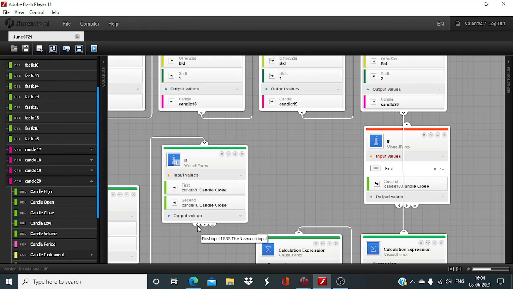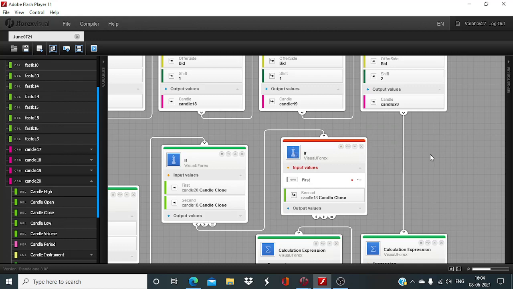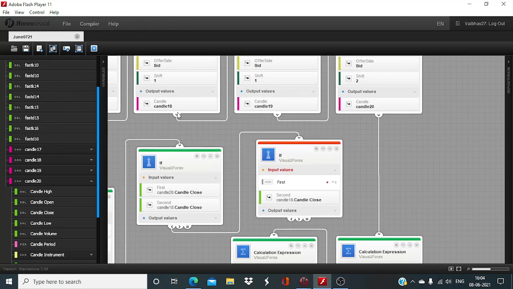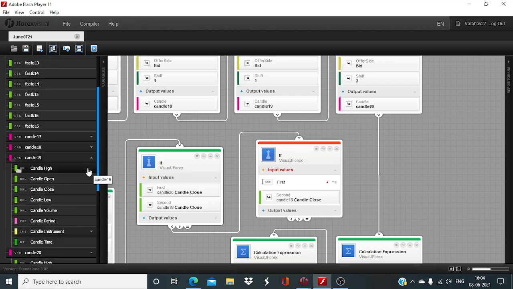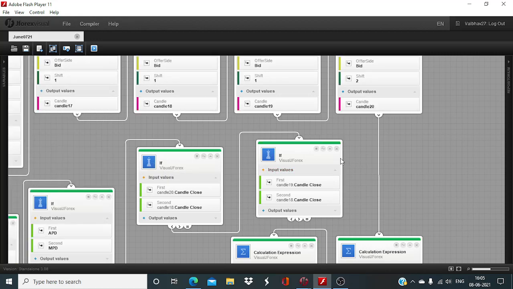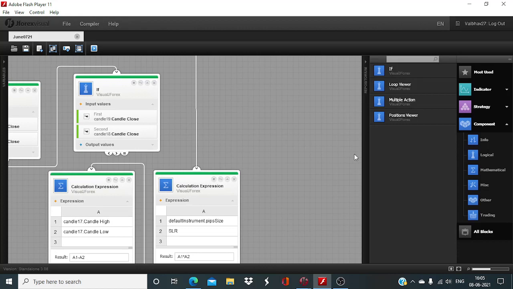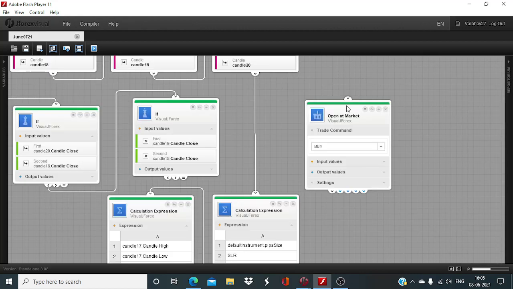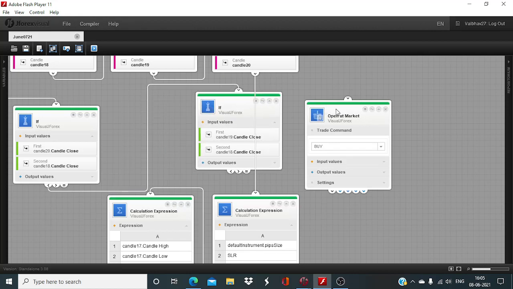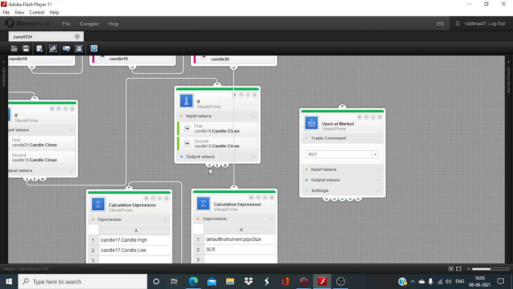It should have been less, so first input less than second input, and after that the last 10 second candle closed higher, so first input greater than second input, and now we are free to bring in the order block trading. Open at market. So as soon as conditions get fulfilled, we will be going for a market open. First input greater than second input.